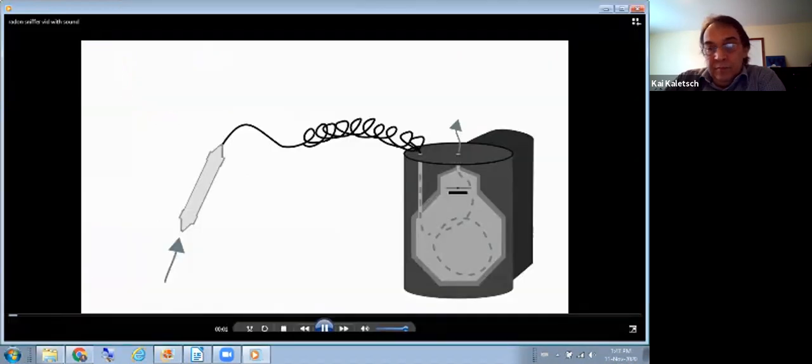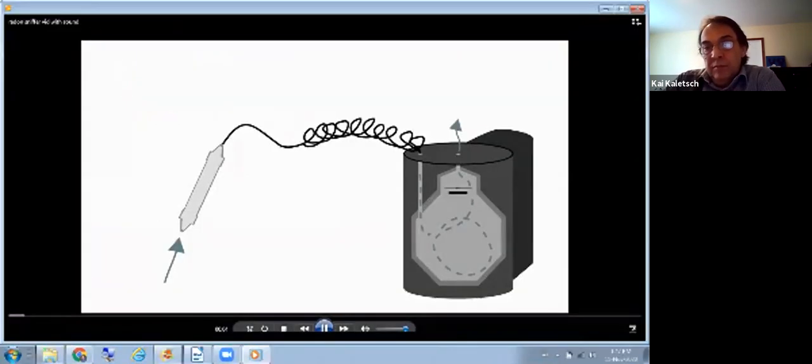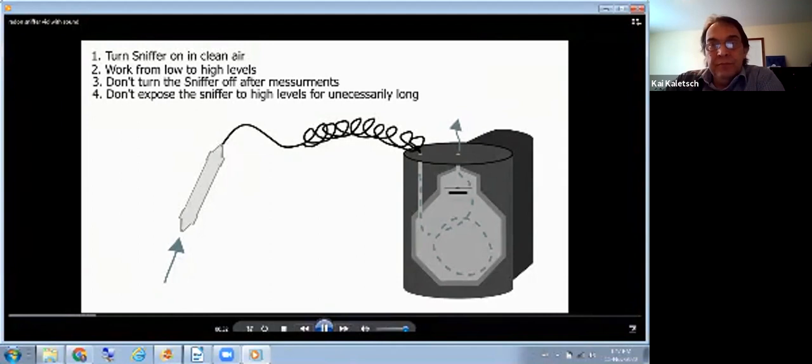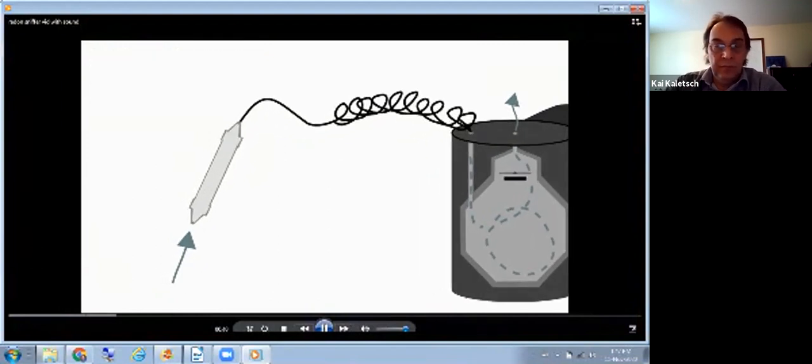How does the Radon Sniffer work, and some tips on how to use it? The information in this video isn't needed to be able to use the instrument, but it helps some people if they understand the theory of how it works. All you need to know to use the instrument is to start by turning the sniffer on in clean air. Begin to do measurements in areas you expect to be low radon, and try to work your way from low to high, making sure not to turn off the sniffer in between measurements. Don't expose the sniffer to high levels for unnecessarily long, and let the sniffer run in clean air at the end of the day. That's the practical takeaway. Now, we'll get into why.